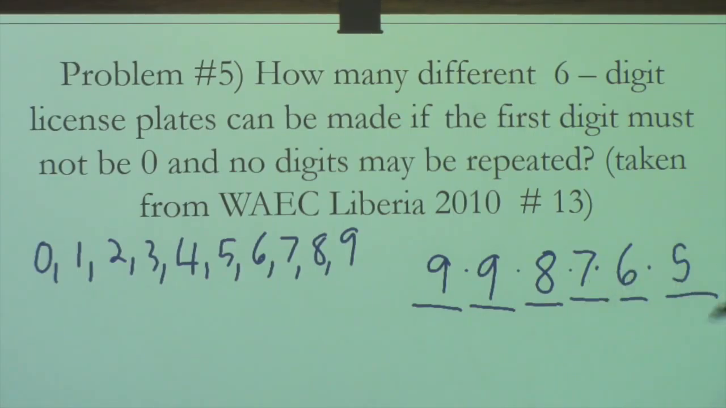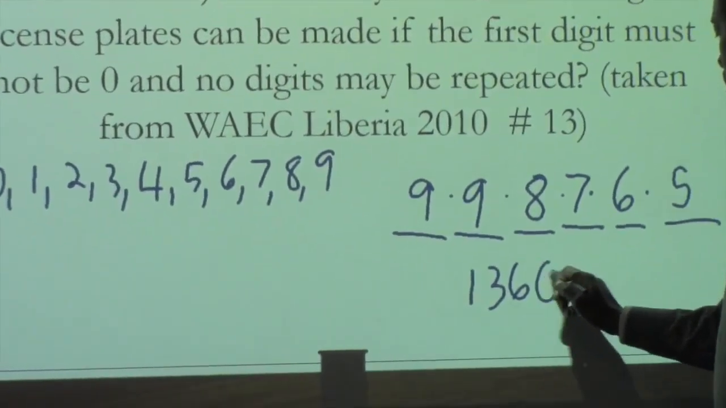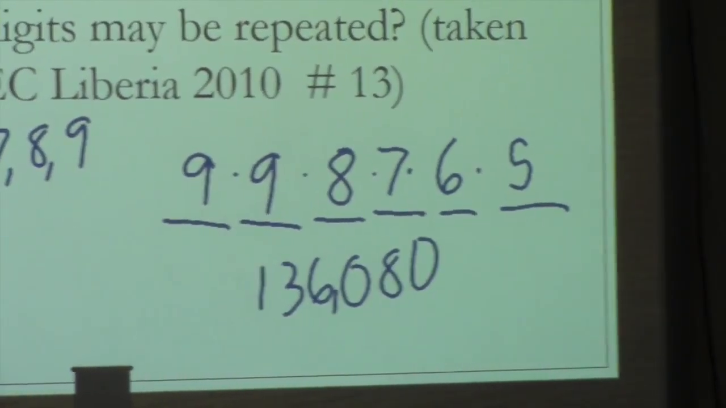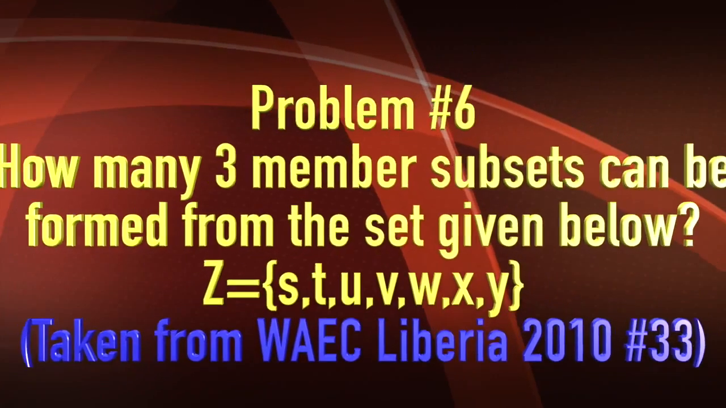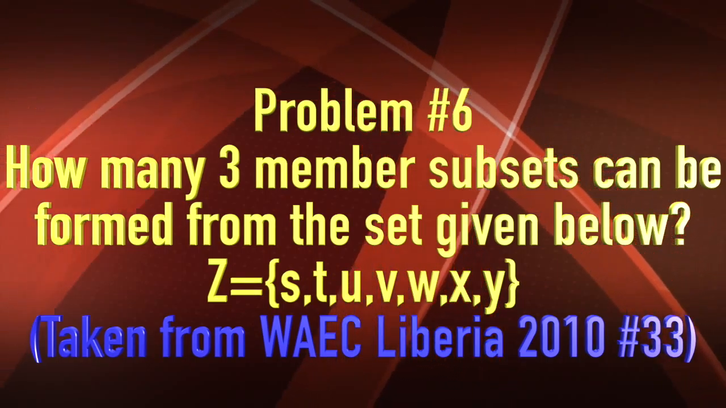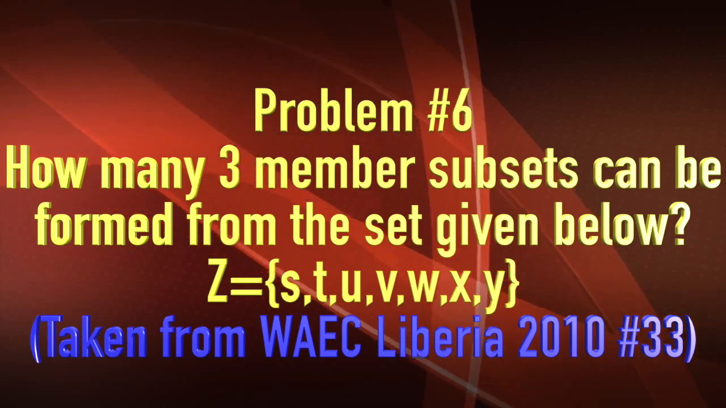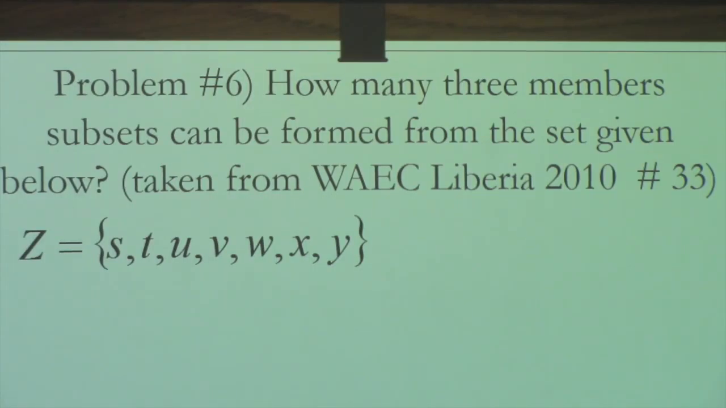So we can find the product here, and the product here will be 136,080. 136,080 different license plates can be made. How many 3-member subsets can be formed from this below? Good. Well, these are some of the problems wherein you see and you wonder what's going on.